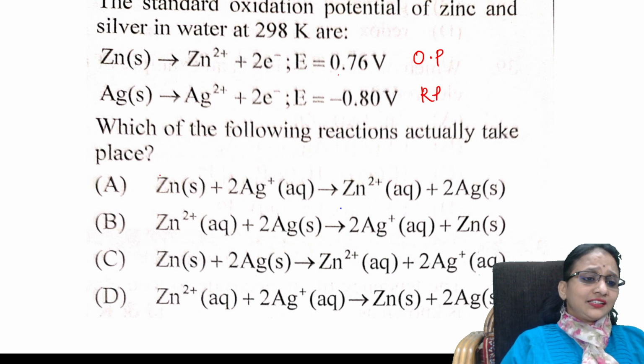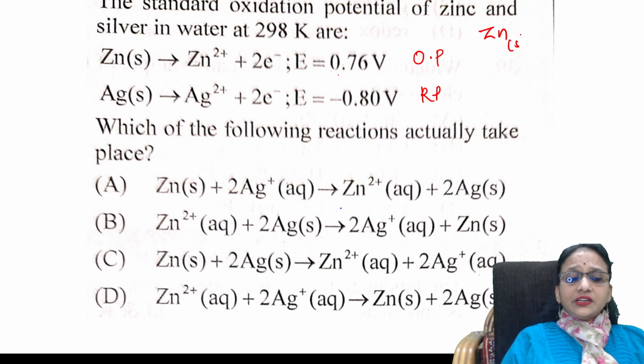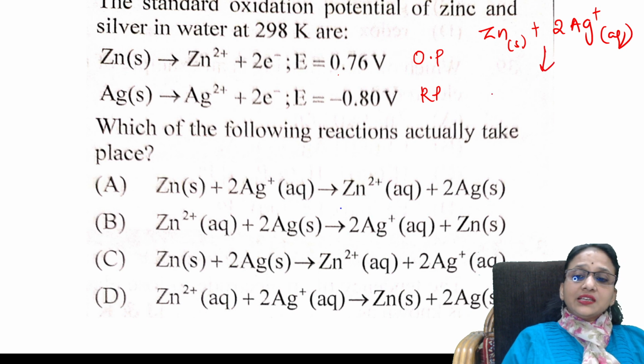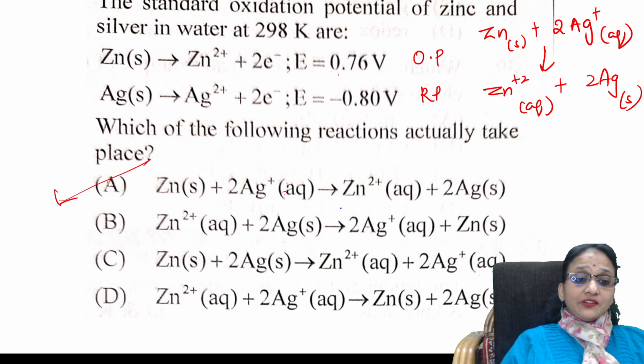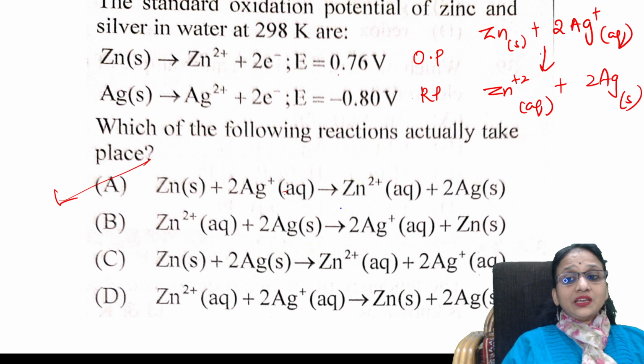So when I cancel the electrons, how is this happening? Zinc solid combines with two silver ions aqueous, forming Zn2+ ion in aqueous form plus 2 Ag solid. This is what is happening, students. I have written 2, so 2 electrons, correct. So when I compare which of the reactions are happening, just check. This is nothing but reaction A, because the first is OP, the second is RP. I have written both the reactions and checked.